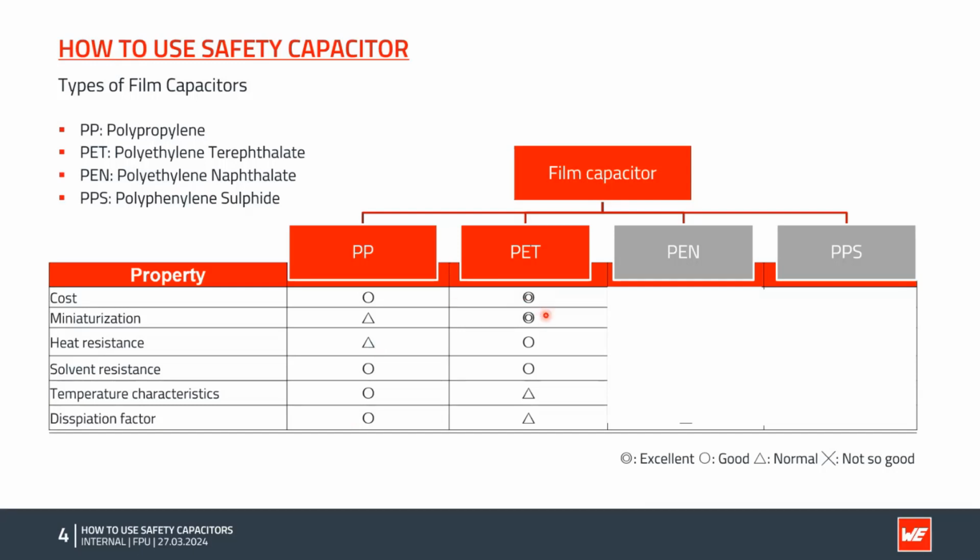So it means that the minimum thickness of the film could be smaller compared to the polypropylene, and also the cost is excellent, means that it's not especially high. That makes it good for us to have a sale, but it's also a low cost product. But especially here for the temperature characteristic and dissipation factor, it's not as good as polypropylene. So it means the operating temperature would be limited.